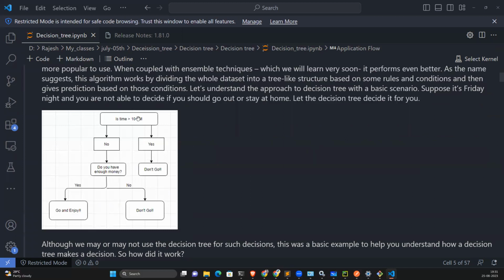Second condition is what? Even if the time is not more than 10 p.m., then what will I check? I will check, do you have enough money? It could be possible your time is less than 10 p.m., but you don't have enough money. Then what will I do?